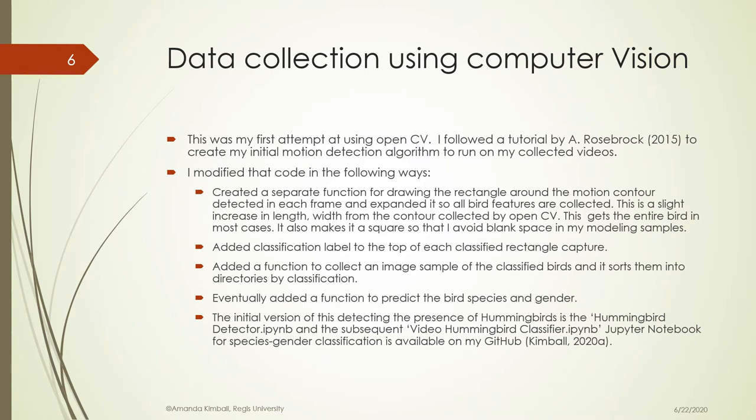I turned to computer vision, or OpenCV, to evaluate each of the videos. I was able to find a motion detection process through an online tutorial, and I modified that code to suit my needs for hummingbird detection. You can review those details in my Hummingbird Detector Jupyter notebook found on my GitHub page.